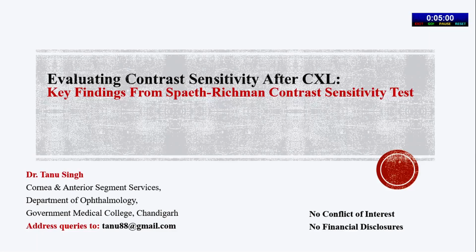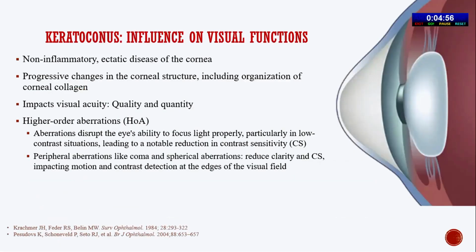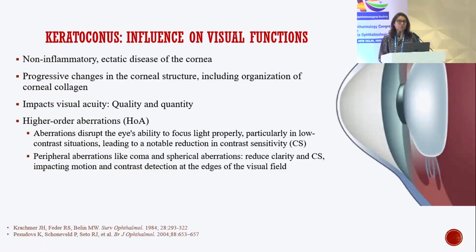Very good afternoon, everyone. So I'll be talking on evaluating contrast sensitivity after collagen cross-linking, key findings from the Spaeth-Richmond contrast sensitivity test. So as we all know, keratoconus is a non-inflammatory ectatic disease of the cornea, which causes progressive change in the corneal structure. So keratoconus not just affects the visual acuity, but it also hampers the quality and the higher visual function, of which contrast sensitivity is a very important subset.